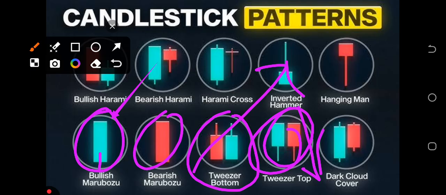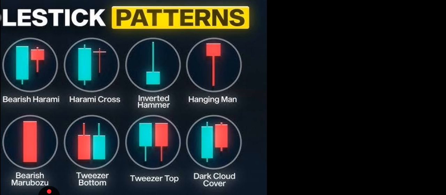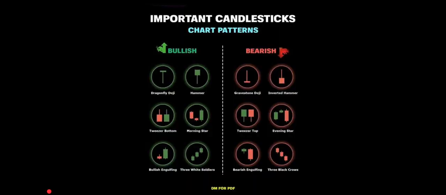Then we have what we call dark cloud cover. You can see how this candle appears halfway into the body of the previous bullish candle. The dark cloud cover is the opposite of the bullish harami, if I'm not mistaken. My head is getting hot. Alright. Above all, there are some important candlesticks that I want you to remember. Those are the ones you are going to research about.